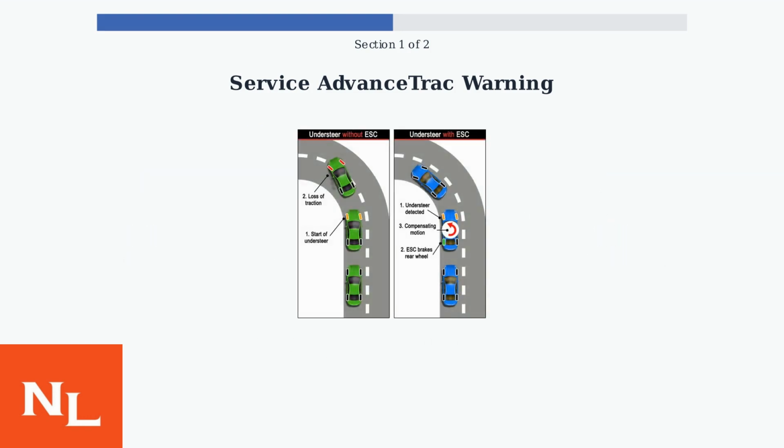This diagram shows how electronic stability control works. Without ESC, a car may lose traction and veer off course during turns. With ESC active, the system detects understeer and automatically applies brakes to specific wheels to help maintain the intended path.